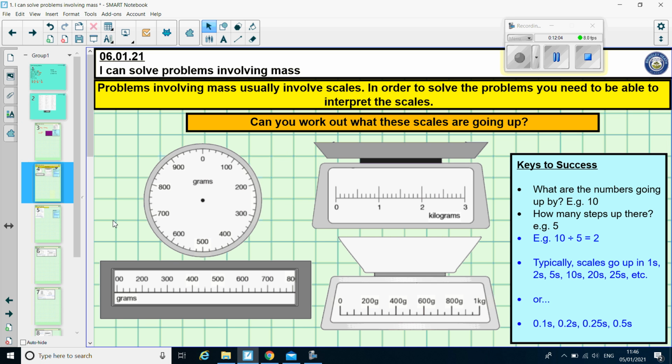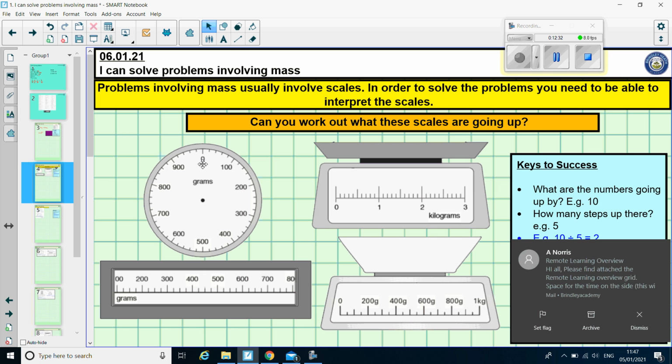Okay, the next thing for us to have a look at this morning then is looking at scales. So the other thing when we're looking at mass or weight of something is to look at scales and think about how we read scales. Again, we've got some keys to success here. So you need to look at the scales, and the first trick is to work out what they are counting up in. So here I'm looking at my 0 and I've got my 100.